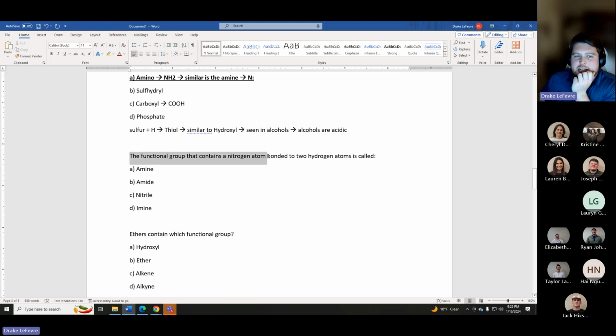The functional group that contains a nitrogen atom bonded to two hydrogen atoms is called what? So typically, with two hydrogen atoms on a nitrogen, what would we call it?